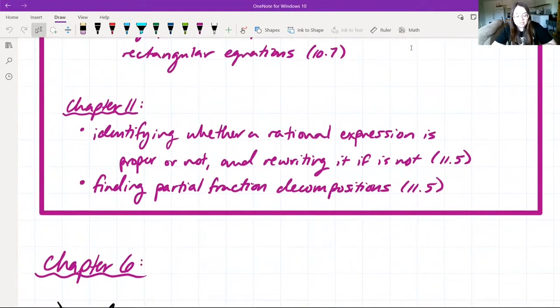And then lastly, from chapter 11, we have identifying whether a rational expression is proper or not, and then rewriting it if it's not, which is 11.5. And then the big chunk of section 11.5 was finding partial fraction decompositions. That was the main part of chapter 11 with the one section that we actually did from chapter 11. So section 11.5 is mostly going to be on partial fraction decompositions.